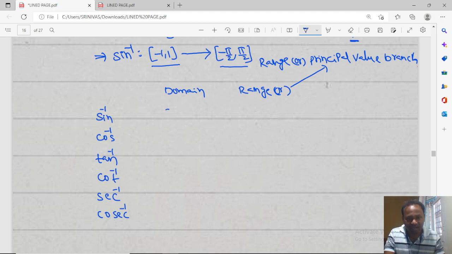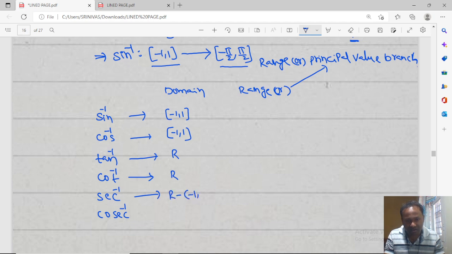See, sine inverse domain: closed interval minus 1 comma 1. First I will write only the domains. It should be a closed interval, not open. Cos inverse is also the same, closed interval minus 1 comma 1. Tan inverse will be R, cot inverse will be R. Sec inverse will be R minus the open interval minus 1 comma 1, and cosec inverse will be R minus minus 1 comma 1. Easy to remember: closed interval minus 1 1, closed interval minus 1 1, R, R, R minus minus 1 1, R minus minus 1 1.